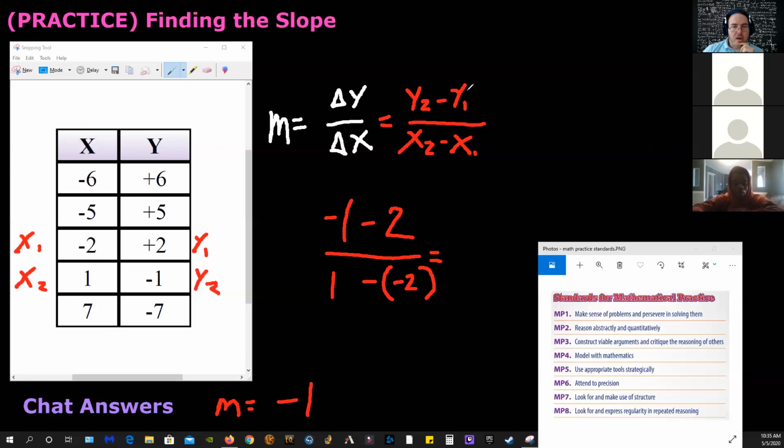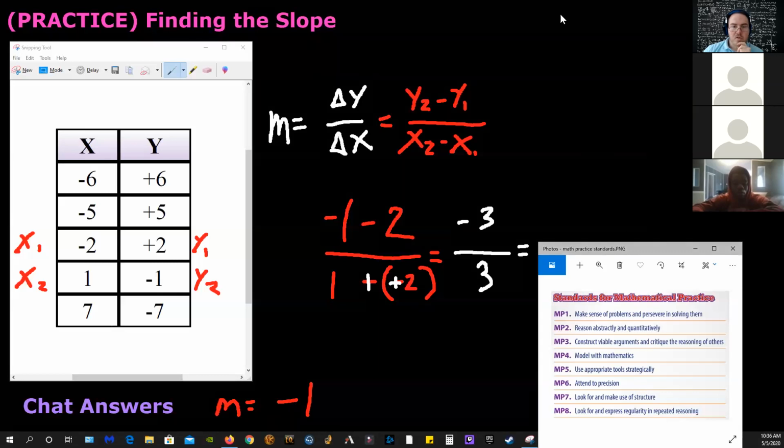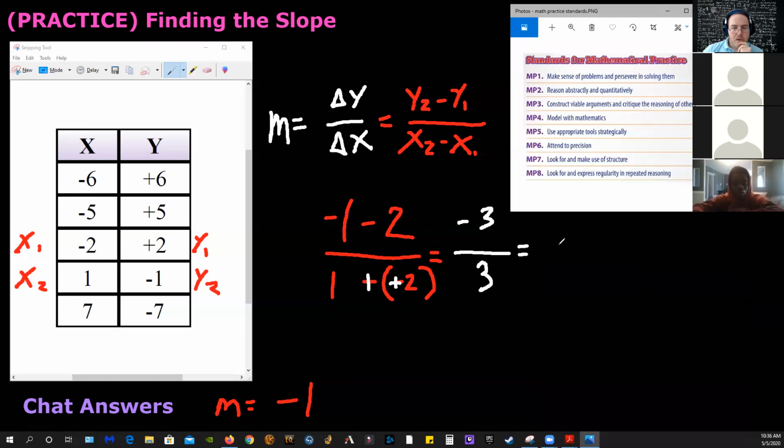Okay, so what would that be? Well, negative 1 minus 2 is going to be negative 3. 1 minus negative 2. Now, the opposite of subtraction is addition, so these become plus signs. 1 plus 2 is 3. So, negative 3 divided by 3. Yeah, that's equal to negative 1. A negative divided by a positive is a negative answer. 3 divided by 3 is 1. So I would agree with that one.